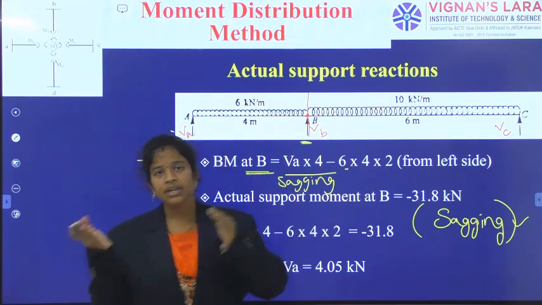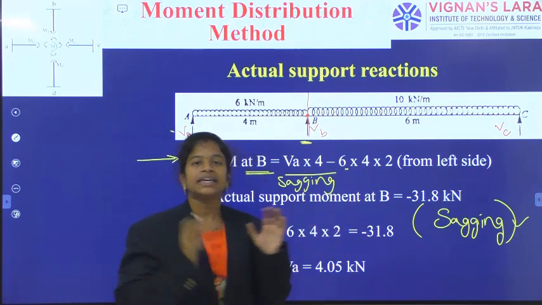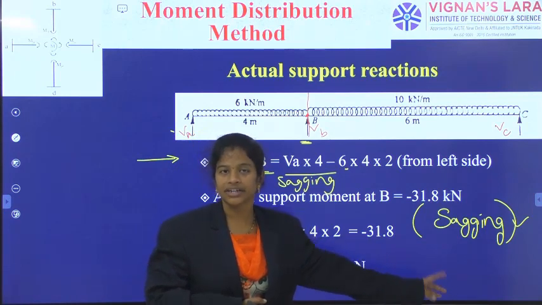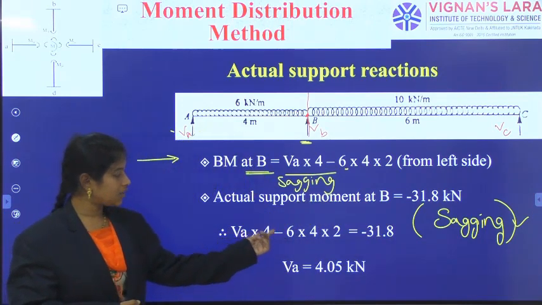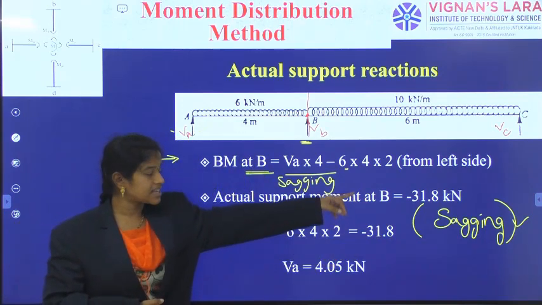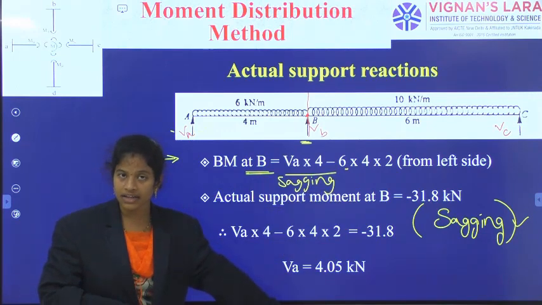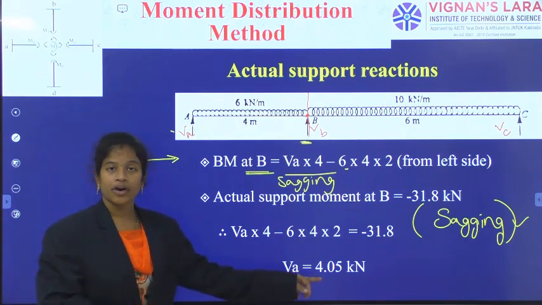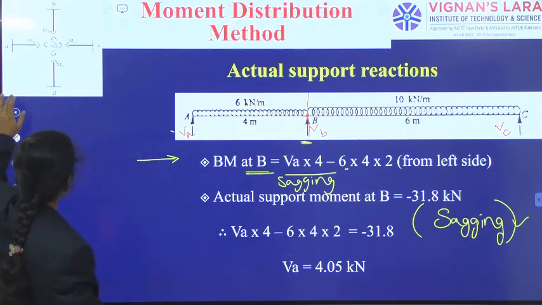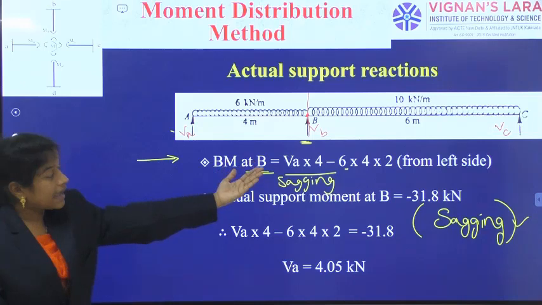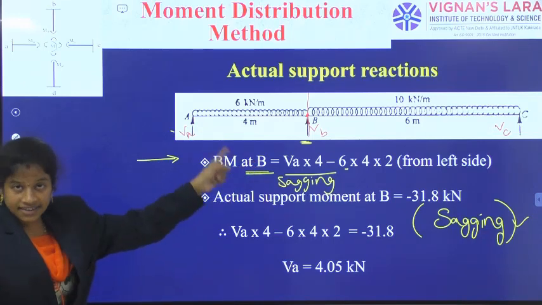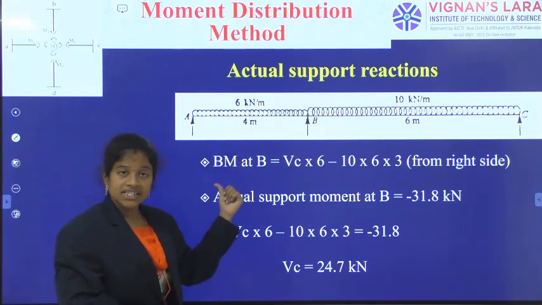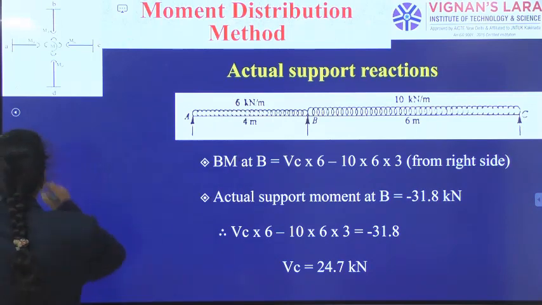So the same nature only I should equate. In the same sagging nature, what is the answer? That is minus 31.8. Equating those two, VA into 4 minus 6 into 4 into 2 is equal to minus 31.8, and we have got the VA answer for the original loading structure. So that is 4.05 kilonewtons. And the next thing, just now we said, again we can come from the right side at the same point. The next step is the actual support reaction for the VC answer.